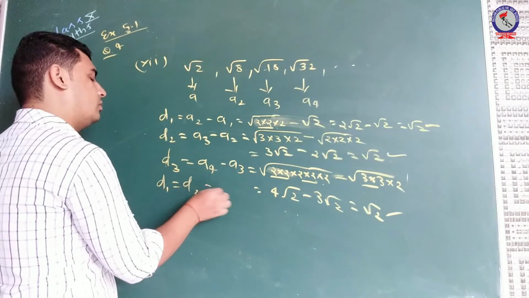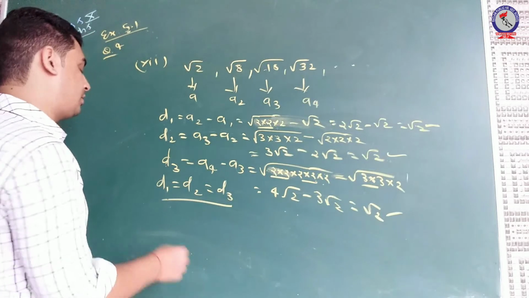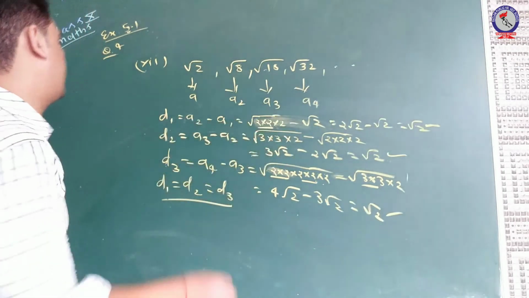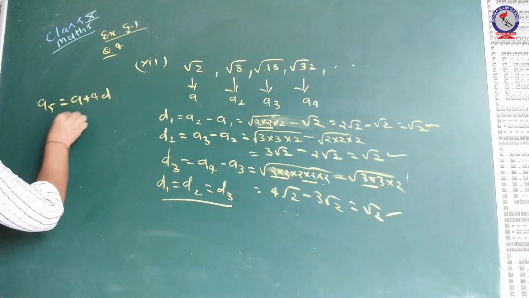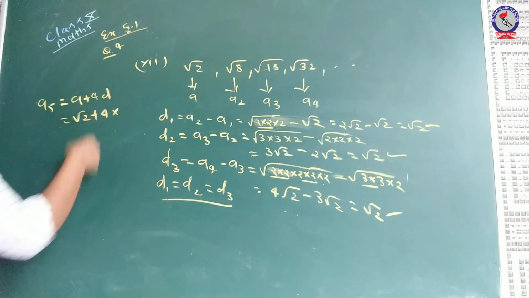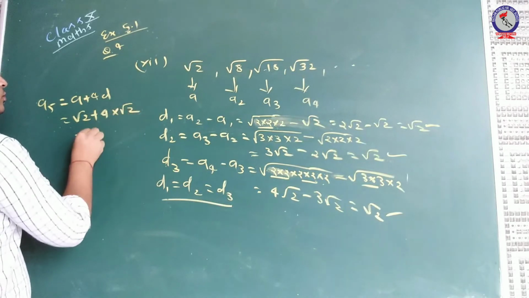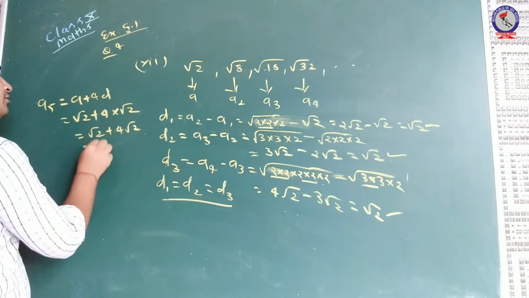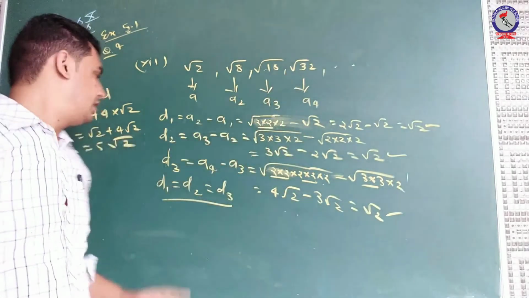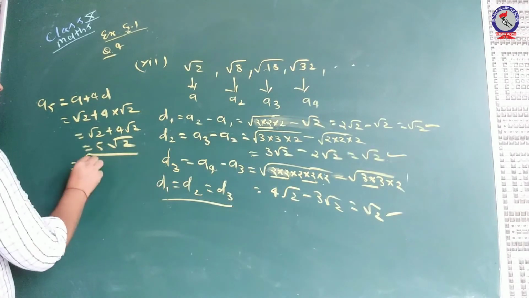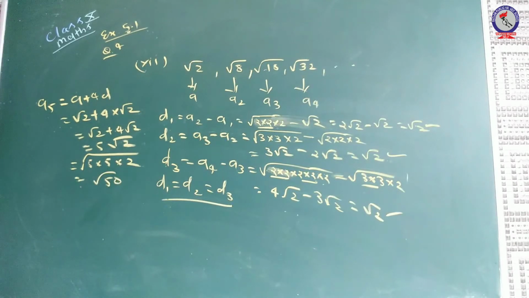D1, D2, D3 are equal, so the given series is in AP. Okay, no problem. So what will the next term be? A5 is A plus 4D. A is root 2, and 4 into the common difference, root 2. So root 2 plus 4 root 2 is 5 root 2. If we write it in this form, we can write it as 5 into 5 into 2, that is root 50.